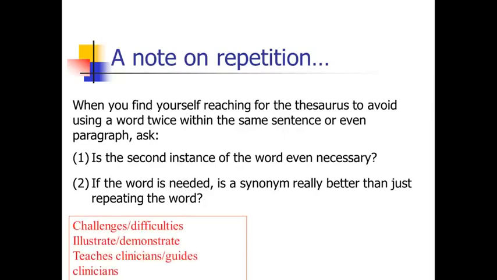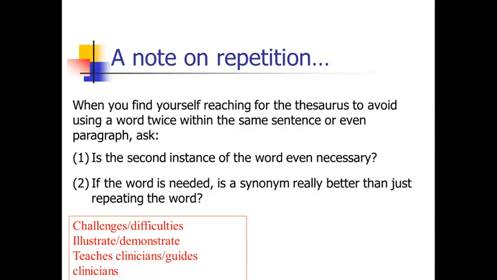So I gave you some examples 2 weeks ago. There was a sentence where the author had used challenges and then difficulties. We didn't need challenges and difficulties in the same sentence. Those words were making the same point. And in that same sentence, the author used the verbs illustrate and demonstrate. Actually, we only needed one of those verbs because we could use illustrate or demonstrate for both solutions and challenges. So we could drop one of those verbs altogether.